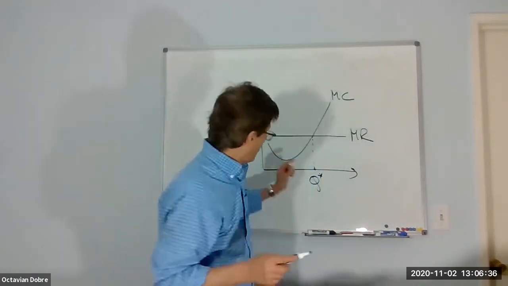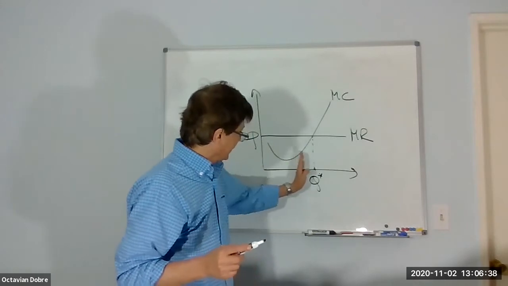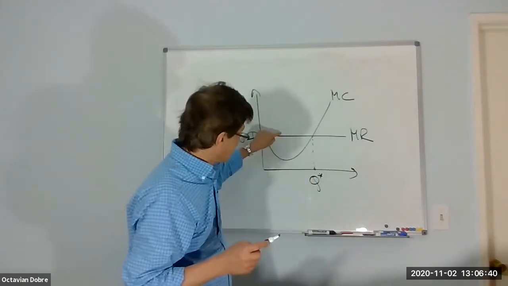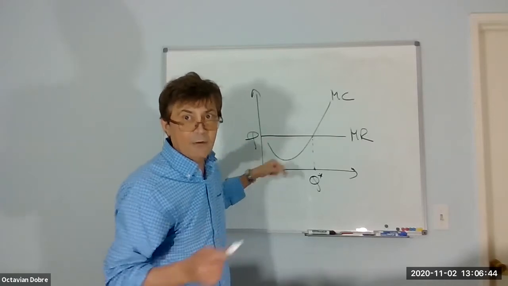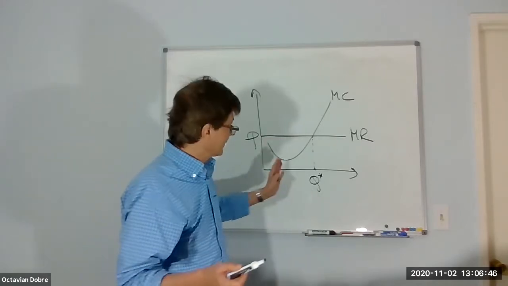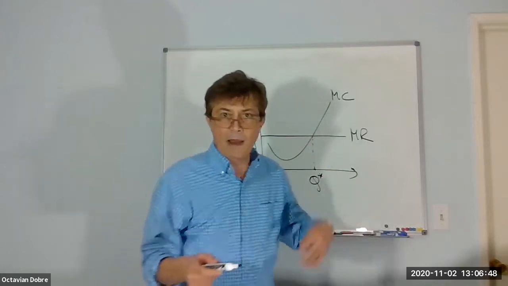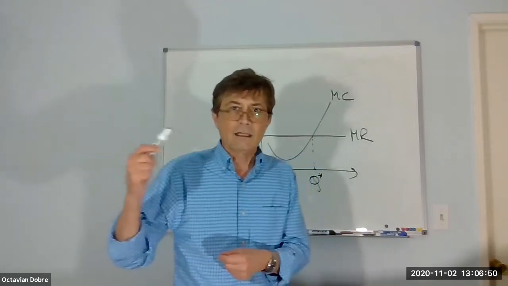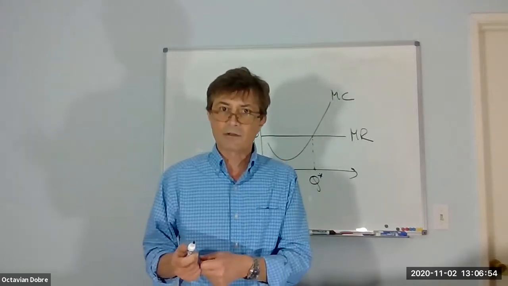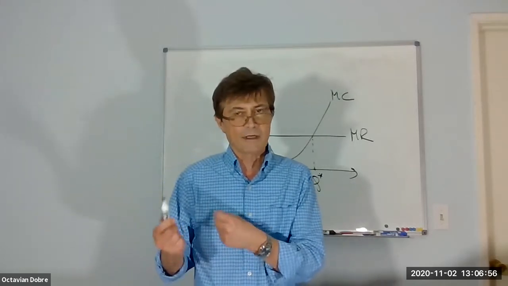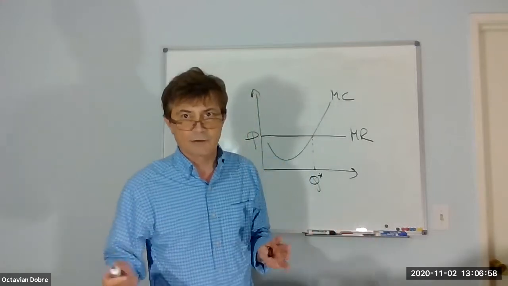Do you see all those units here up to Q star? They contribute more to the revenue than they contribute to the cost. So it makes sense for them to produce it. As soon as you go past Q star, then each unit contributes more to the cost than it contributes to the revenue. So it makes no longer sense to produce past Q star.